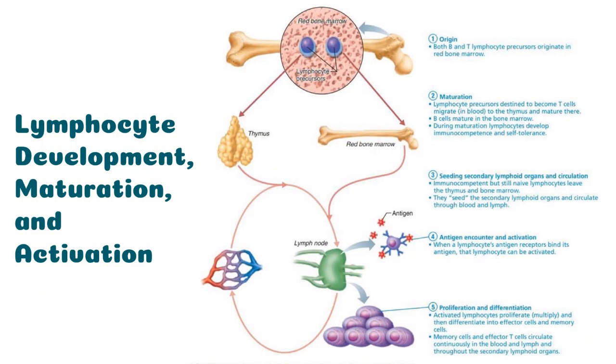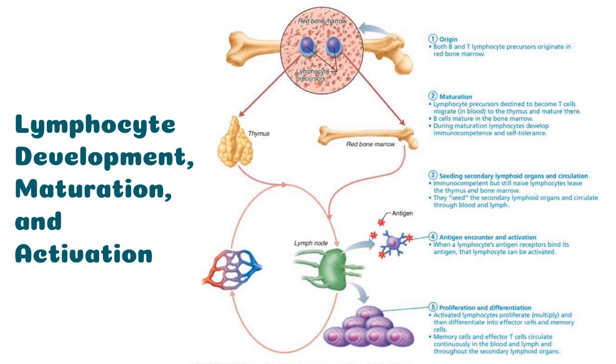So now for the lymphocyte development, maturation, and activation. Lymphocytes are white blood cells, and white blood cells at their early stages are hematopoietic stem cells that originate from the bone marrow. So lymphocytes originate from the bone marrow. After they originate from the bone marrow, the B lymphocytes stay in the bone marrow for maturation, while the T lymphocytes go to the thymus to mature. So the aim of maturation is to develop immunocompetence and self-tolerance.